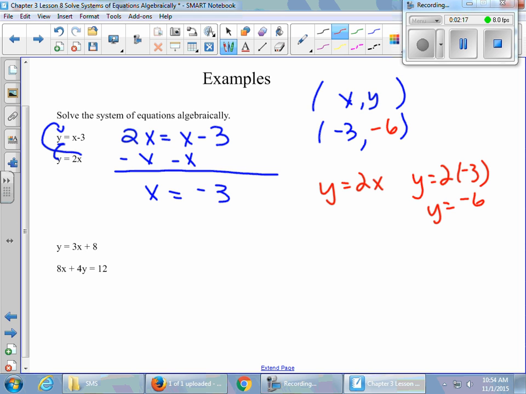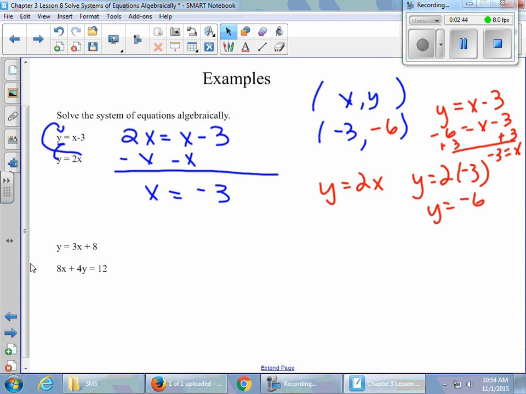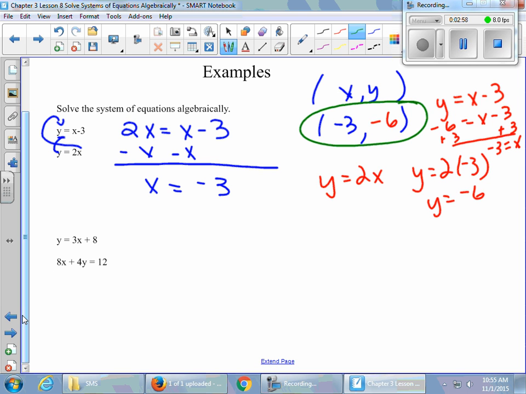Now if we want to double check ourselves, we can plug in to the other equation. Let's do y equals x minus 3. Let's just plug in the negative 6 for y. So we have negative 6 equals x minus 3. We're going to add 3 to both sides to get x by itself. X equals negative 3. There we go, we double checked. There's our answer. So our solution for the first one is negative 3, negative 6. Always make sure you have your two coordinates as your solution. Don't just stop at one. You have to substitute that first answer back into the equation again.